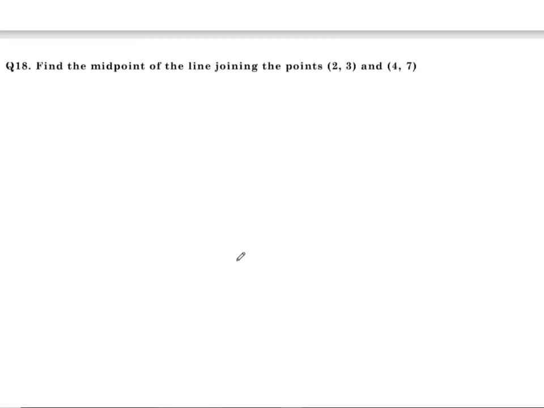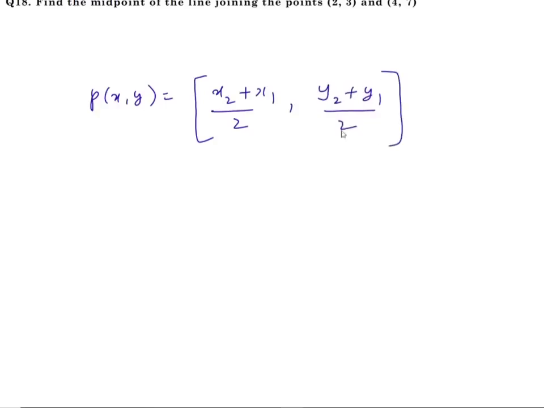Question number 18. Find the midpoint of the line joining the points. What is the midpoint formula? That is P of x comma y equals x2 plus x1 by 2 comma y2 plus y1 by 2. Repeat the formula. This is called the midpoint formula. P of x comma y equals x2 plus x1 by 2 and y2 plus y1 by 2.